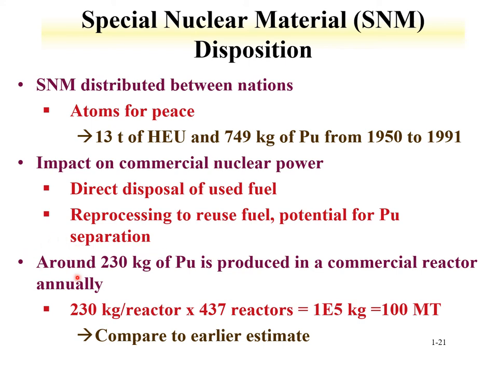Around 230 kilograms of plutonium is produced in a commercial reactor annually. Previously, we said around 200. So again, these are estimates. The values can really vary. There are currently 437 reactors. This number grows on a regular basis, with some nations like China rapidly building nuclear power plants. At this rate, there's around 100 metric tons of plutonium that's produced annually. Granted, most of this plutonium remains in the reactor. And you can compare this to the 70 metric ton estimate that was made earlier in this lecture.